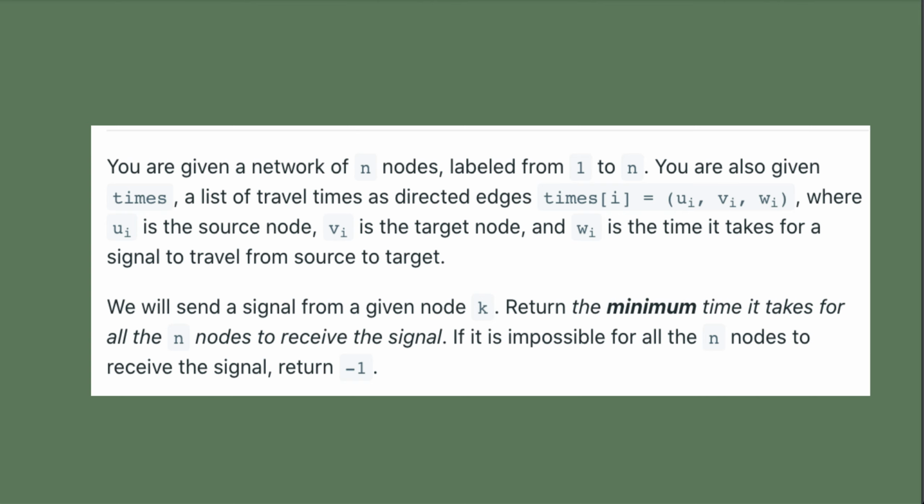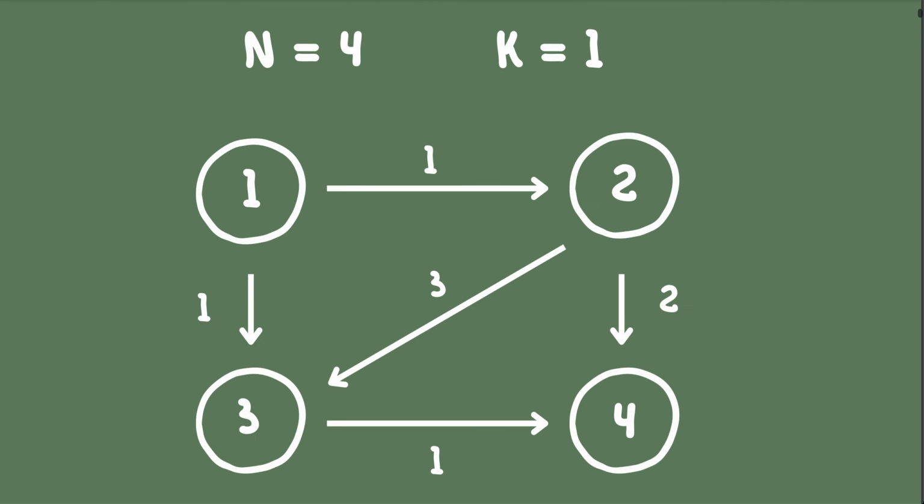You are also given times, a list of travel times as directed edges, where u is the source node, v is the target node, and w is the time it takes for a signal to travel from its source to its target. We will send a signal from a given node k. We want to return the minimum time it takes for all the nodes to receive the signal. If it's impossible for all the n nodes to receive the signal, we'll return -1.